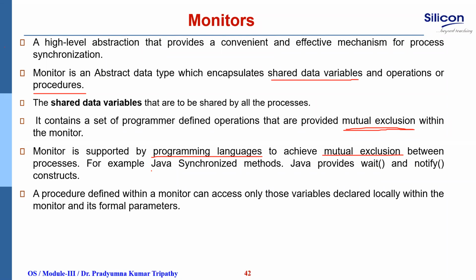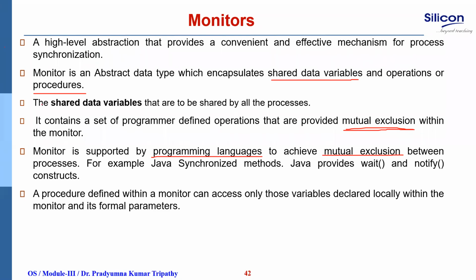A procedure defined within a monitor can access only those variables declared locally within the monitor and its formal parameters. A function can access which one? Only the variables inside that class. If you could remember the class declaration, a member function can have access to which members? Only the data members of that class.